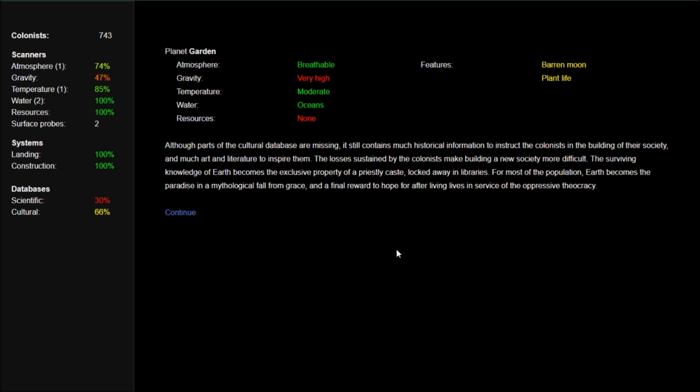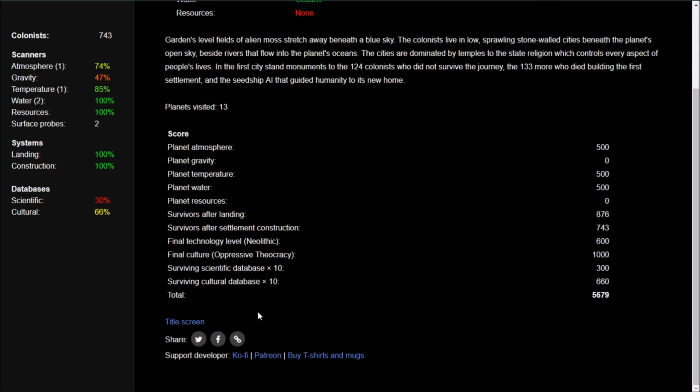Although parts of the cultural database are missing, it still contains much historical information to instruct the colonists in the building of their society, and much art and literature to inspire them. The losses sustained by the colonists make building a new society more difficult. The surviving knowledge of Earth becomes the exclusive property of the priestly caste, locked away in libraries. For most of the population, Earth becomes the paradise in a mythological fall from grace, and a final reward to hope for after living lives in service to the oppressive theocracy. Yeah, what have I done?